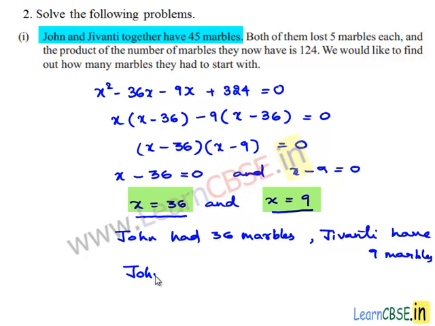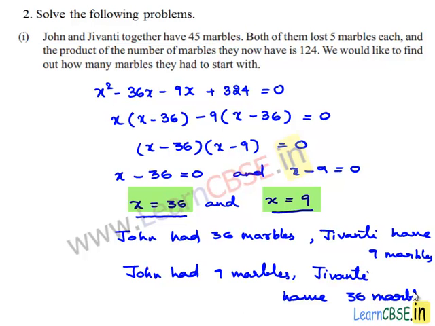If John had 9 marbles, Jivanti would have 36 marbles. So this is the solution of this problem.